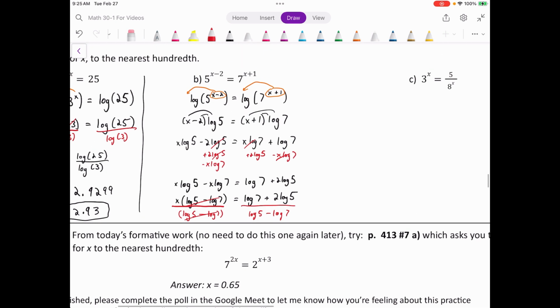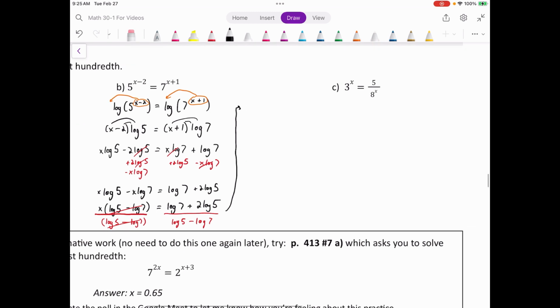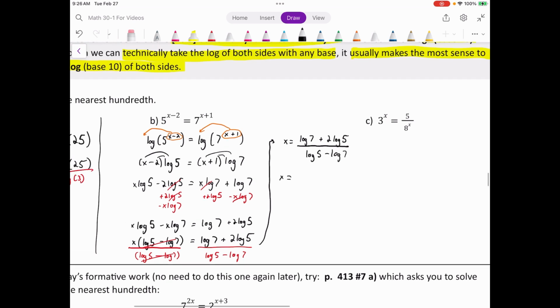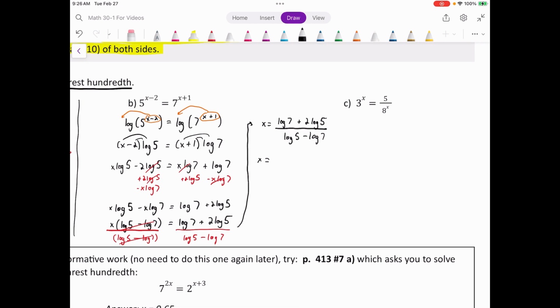Okay, and here we go. Just barely ran out of room. But this means that x is log 7 plus 2 times log 5. The reason I said 25 is I was thinking we could put that 2 up and make it log 25 if we wanted. Don't have to, though. Over log 5 minus log 7. And now, these are all base 10 logs, and it's said to the nearest hundredth.